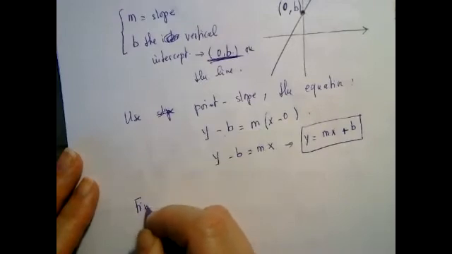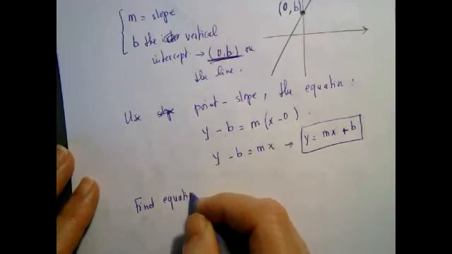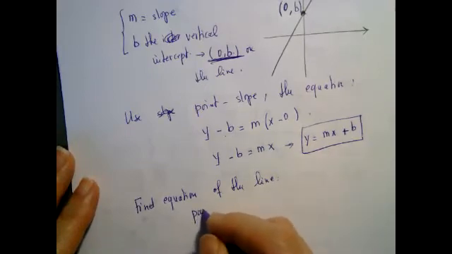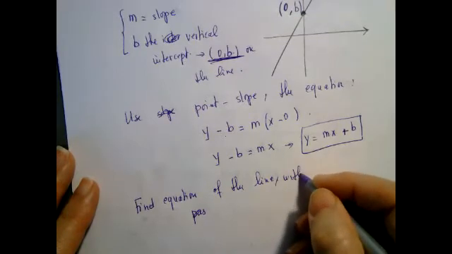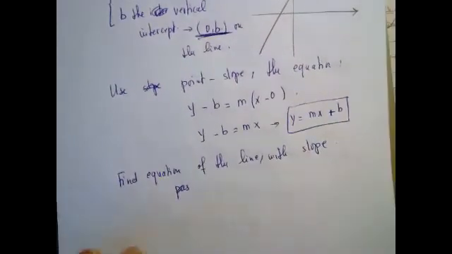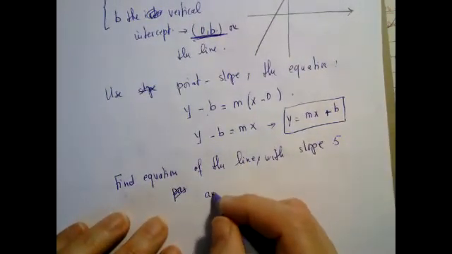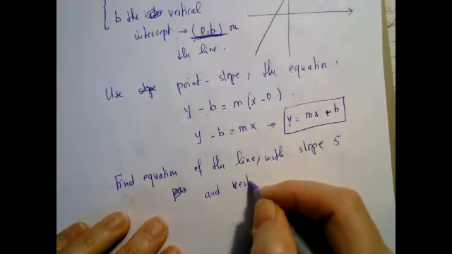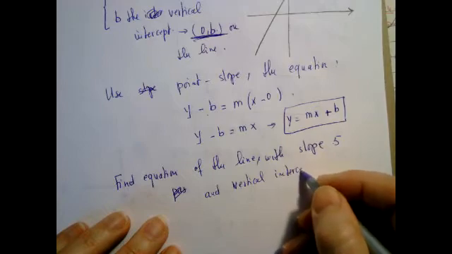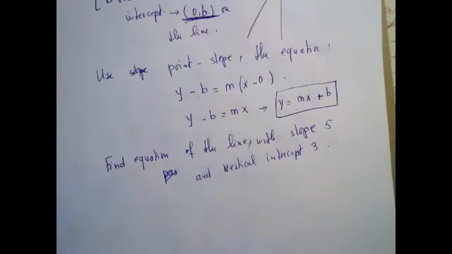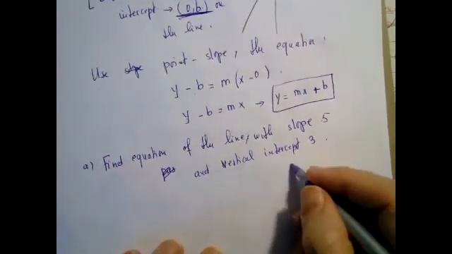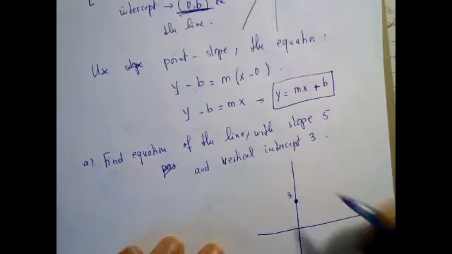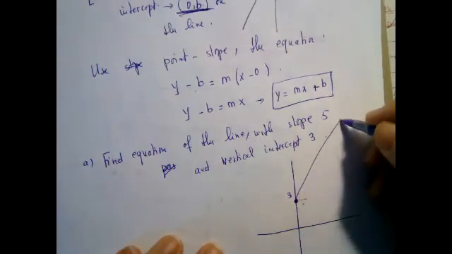Find the equation of the line with slope, let us say 5, and vertical intercept 3. So what am I asking you about? Which line I'm talking about? I'm asking you to find the equation of the line. That's the vertical intercept, that's 3. And the slope is 5. It means if you go by 1 unit, you go by 5. So that's the slope. That's the line.